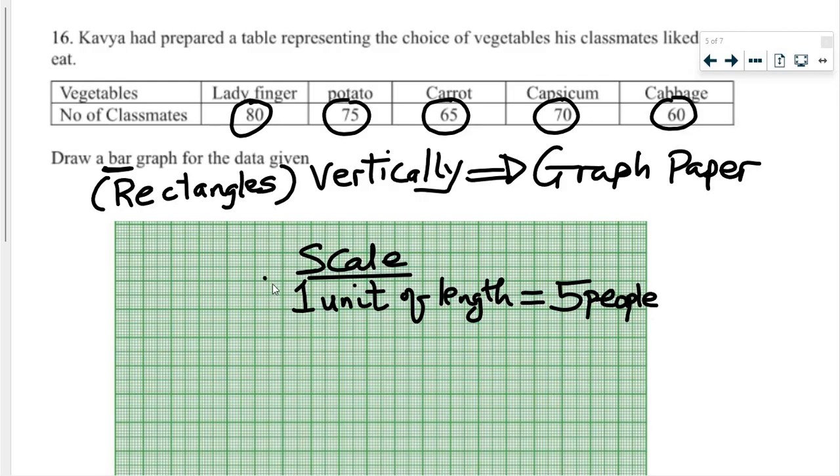This is what we call a scale. 1 unit of length equals 5 people, meaning from one box to the next, you will be going by 5 people, 5 people, 5 people, until you reach the maximum number, which is 80. Now let us start.